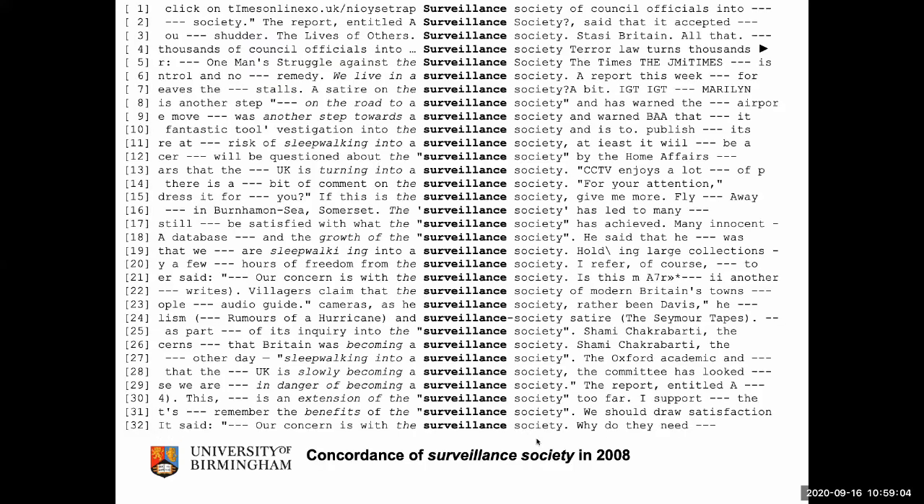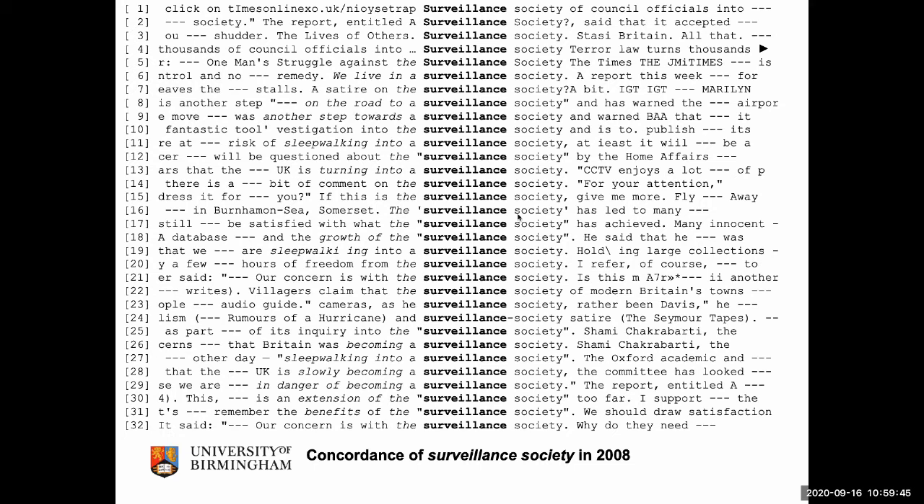So looking at a concordance, as Michaela mentioned at the beginning, the concordance is a standard format in corpus linguistics, and we use that a lot to understand the patterns in the text. In this case, the words I've italicized here express that sense that in 2008, Britain is described as sleepwalking into a surveillance society, becoming a surveillance society, or in fact already is one, when you look at the use of the definite determiner, the surveillance society.